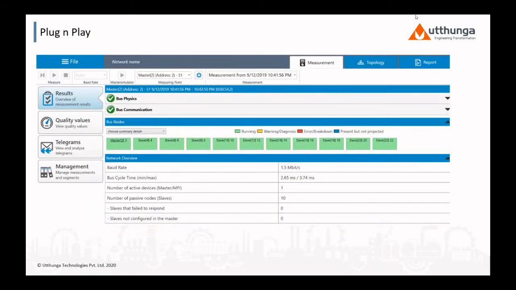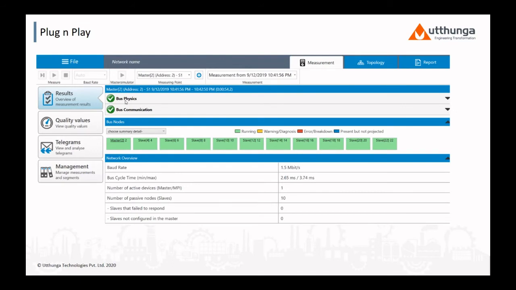Now you install the software and open it. Now you connect your PBQ1 device at the beginning stage of the PROFIBUS network, that is, at the PLC. Now you get this type of screen. Here the bus physics is showing green, the right indication, the green color. It means your network is stable, there is no problem.